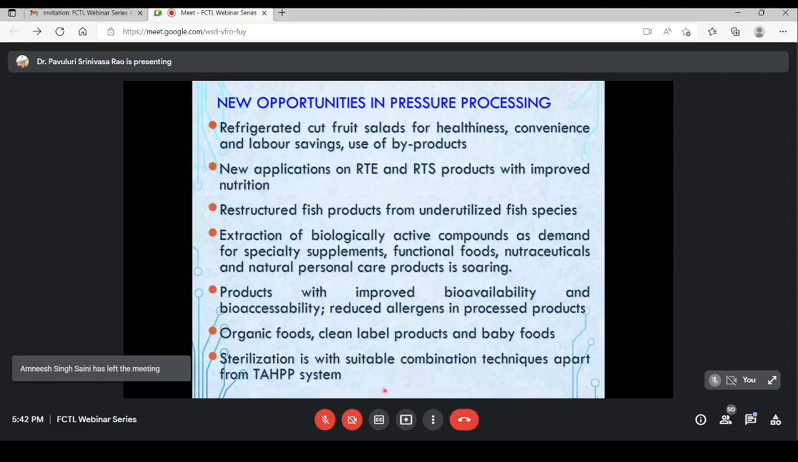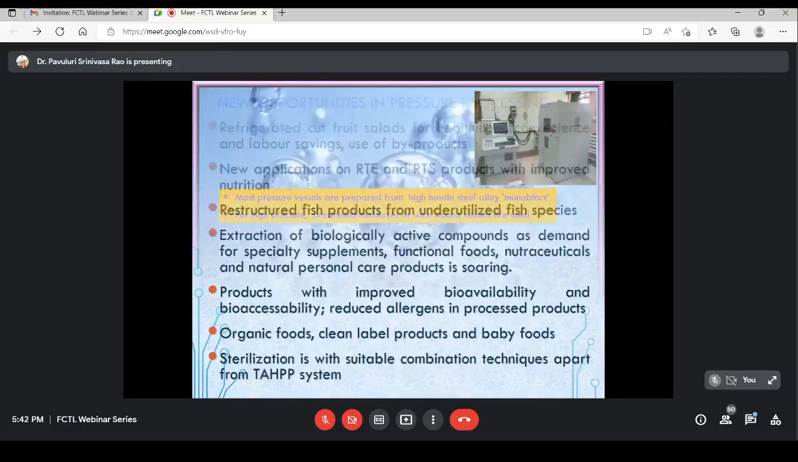And as I mentioned already, sterilization is suitable with combination techniques. Particularly the THPP is well known, but you can have other combinations like a combination of ultrasonication, a combination of pulsed light, etc., prior to your HPP or after the HPP, so that this combination can minimize the severity, so that minimally processed products can be obtained with a greater quality.